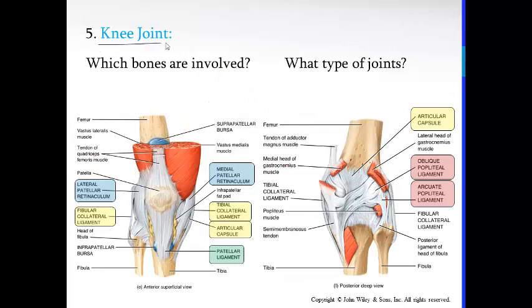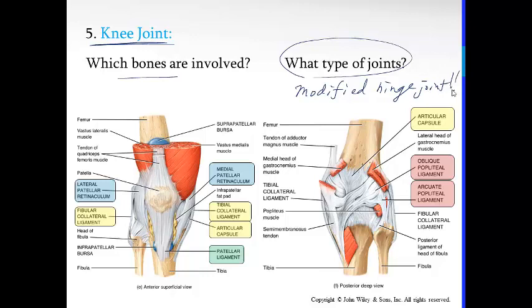Now our knee joint, this is the most complex one. Which bones are involved over here? Right, you have your femur as well as your patella as well as your tibia. Do notice that your fibula is not directly attached to the femur, but it is attached to your tibia. So what type of joint is our knee joint? It is a modified hinge joint.